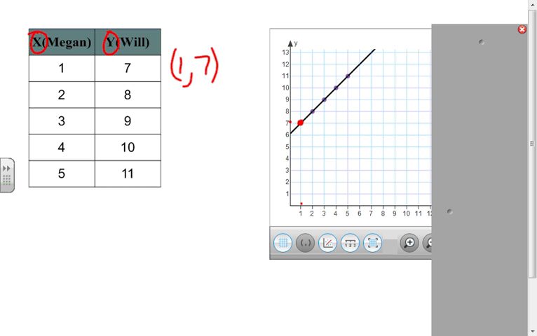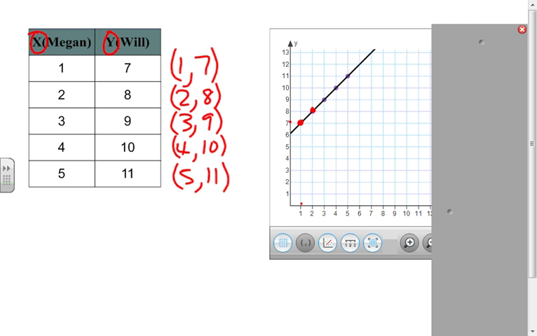I can do another one, the ordered pair 2, 8. X is equal to 2, Y is equal to 8, and I get a dot there. I can do the ordered pairs 3, 9, 4, 10, 5, 11, and I get the next 3 dots on my graph. So I can turn that table of values into dots on a graph like I just did. Then, after you've figured out where the dots are, you draw a straight line to connect those dots.